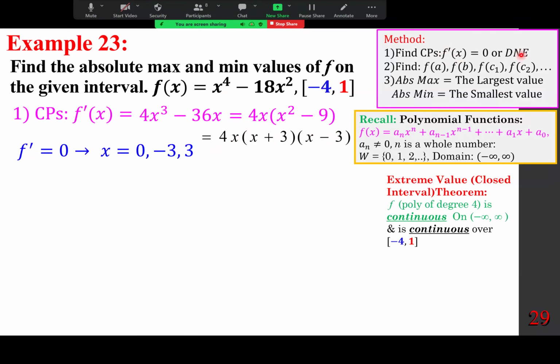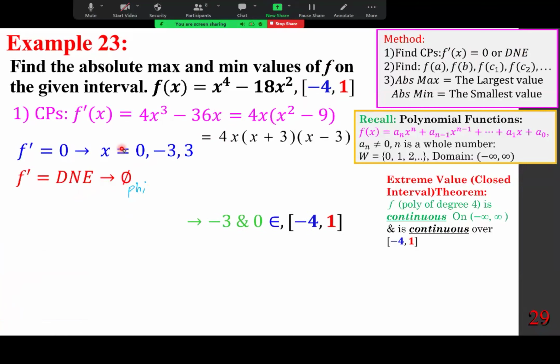Also, we're going to look at where f prime does not exist. That doesn't produce any solution. This is the Greek letter phi, as you recall, which represents an empty set, meaning f prime itself is a polynomial of degree 3. It exists everywhere. So those are the 3 possible solutions. We have to look at the given interval. Is 0 in between negative 4 and 1? Yes. What about negative 3? Yes. What about positive 3? No, it's larger than 1. So this is out. We can only use those 2.